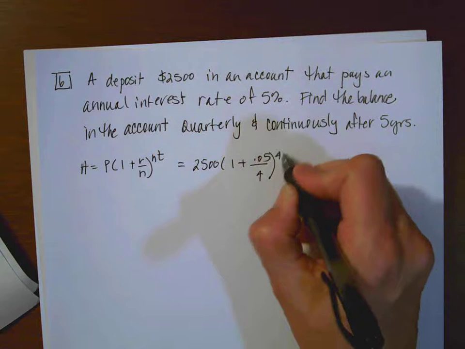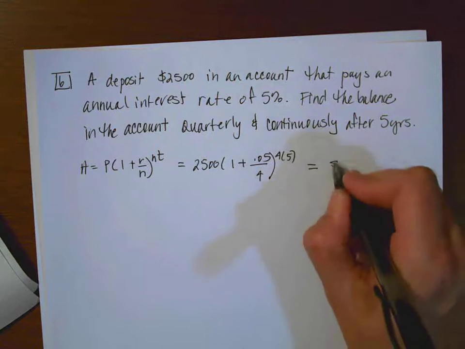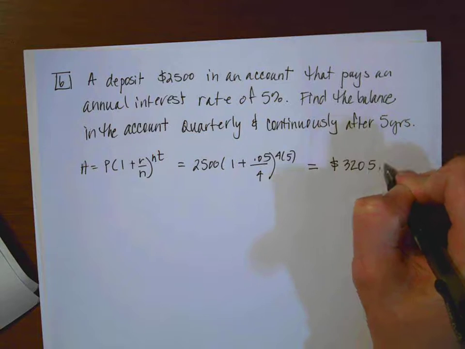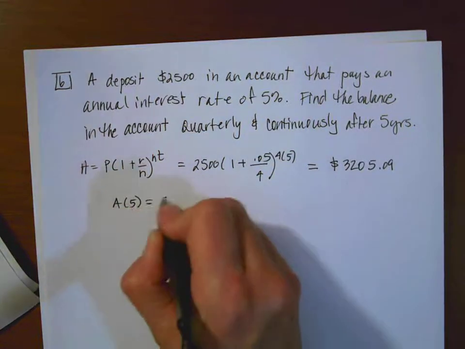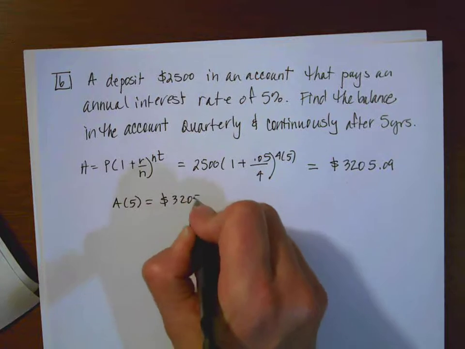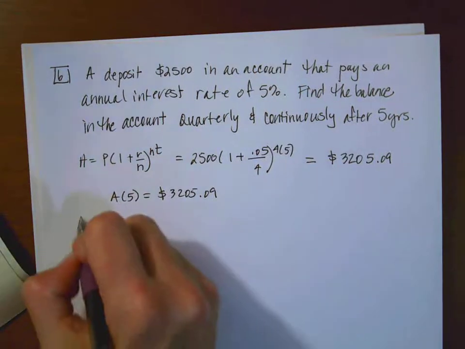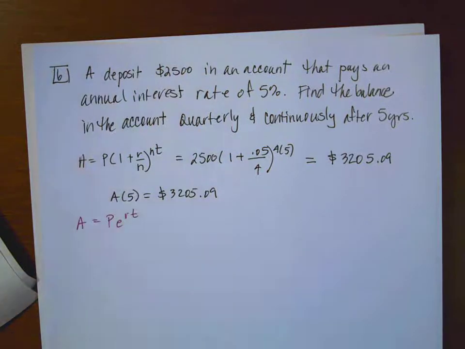I have 1 plus 0.05. My compounding period for this one is quarterly, 4 times 5. Remember to put that into your calculator all in one fell swoop. And when you do, you get that the amount in the bank is 3205.09. So A of 5 is going to equal 3205.09. Well, if I do the second part of the problem, and I want to do the continuously, then my formula is A is equal to Pe raised to the rt.